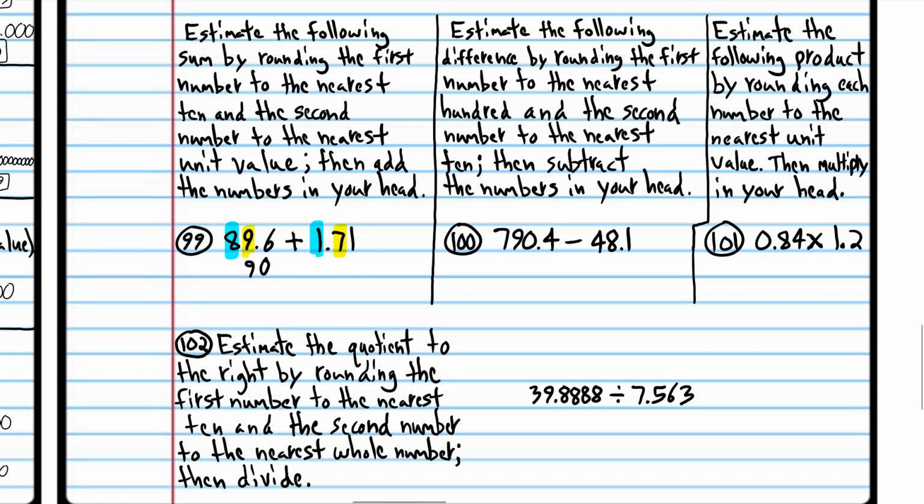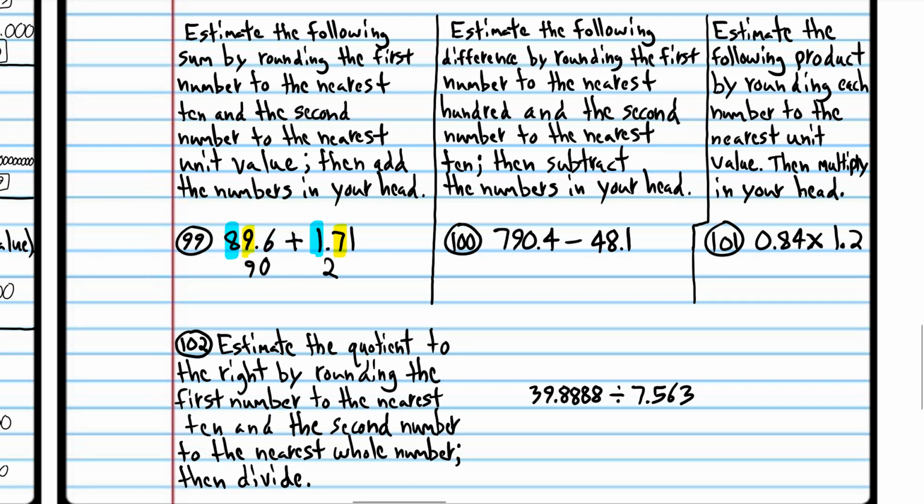All right, we're back. So the yellow tells us to round up, so we make the blue number go up by 1, and all the other numbers become 0, but we don't have to write those zeros because they're ending zeros. So long story short, this number rounds to 90, and this number rounds to 2.